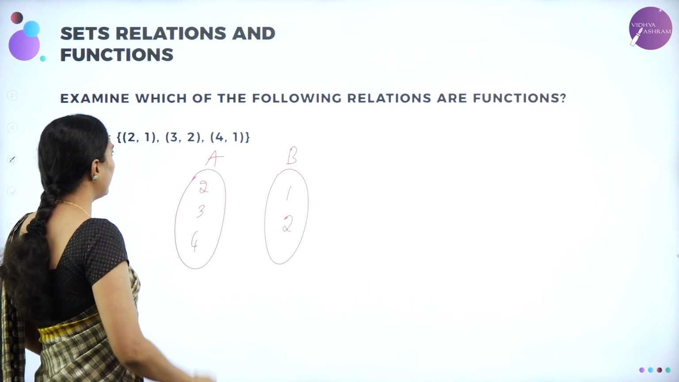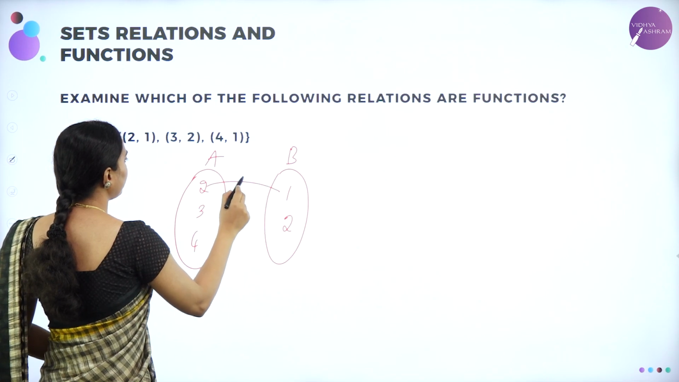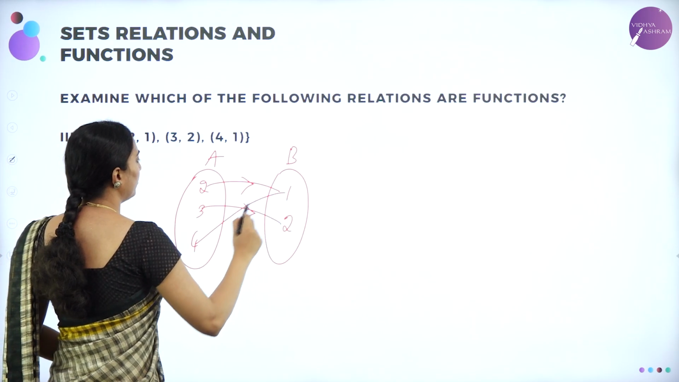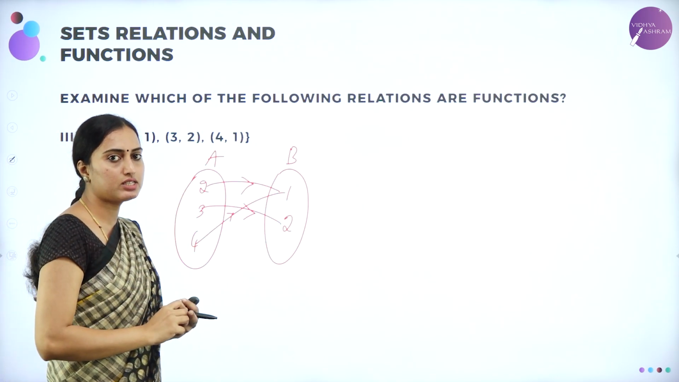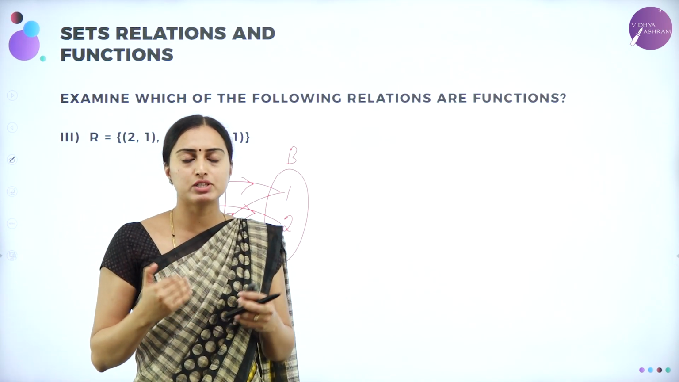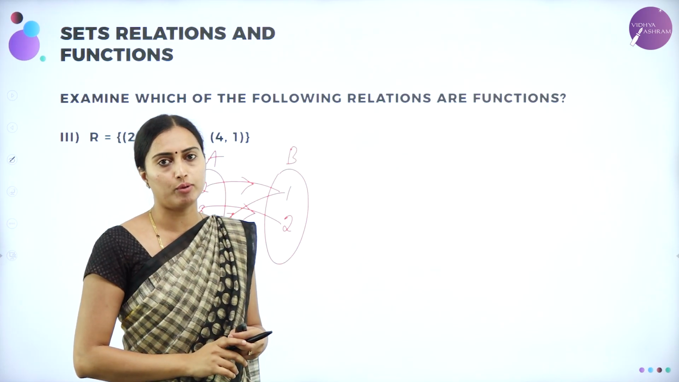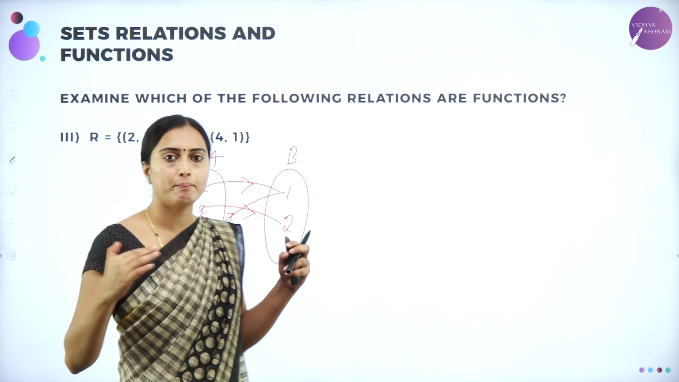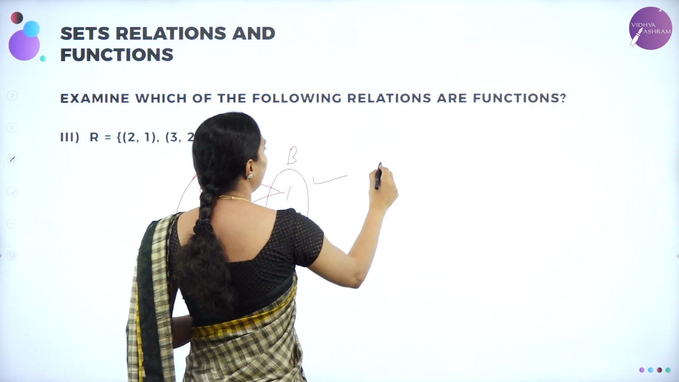Therefore, I am going to connect according to the relation given here. 2 is getting connected to 1, 3 is getting connected to 2, and 4 is getting connected to 1. Obviously, this is nothing but many to 1. That means two or more elements of set A, or of the domain set, are getting connected to the same image in the codomain set. Then it is known as a many to 1 function. Many to 1. Understood? Yes. Therefore, this is a function.